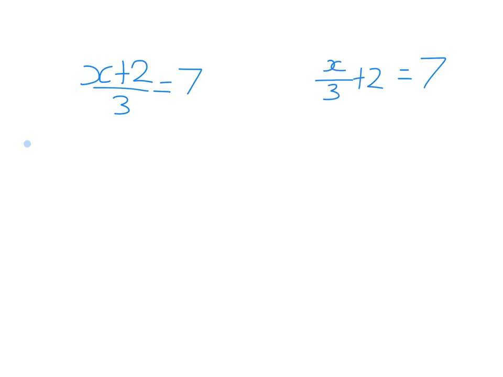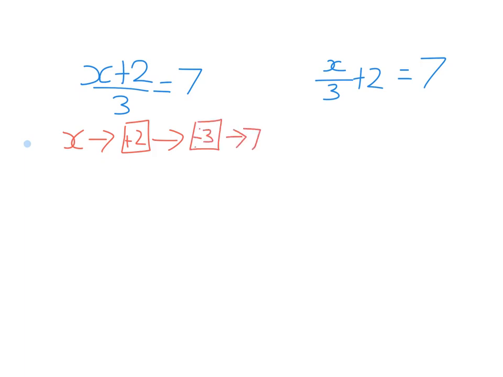So we're going to solve these like normal. We're going to undo what's happened to x. In the left-hand one, I'll use the flowchart method. So what we did was we took x, added 2, then divided by 3 to get our answer of 7.